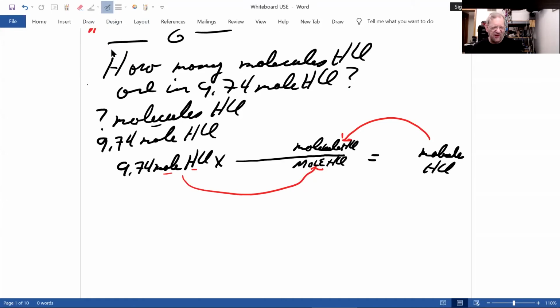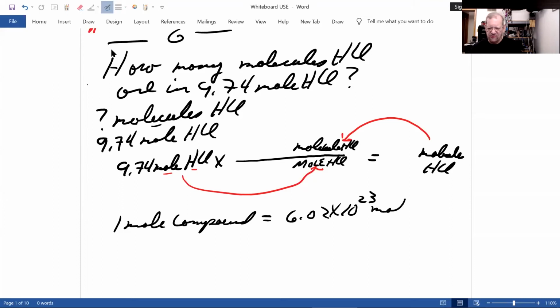And you'll be given this on test number 2, but you should know how to use it. 1 mole of a compound equals Avogadro's number, 6.02 times 10 to the 23rd molecules of the compound. In this case, it's HCl. So over here, for moles, I can put in 1 from 1 mole equals. And for molecules of HCl, on top of the ratio, I'll put 6.02 times 10 to the 23rd.